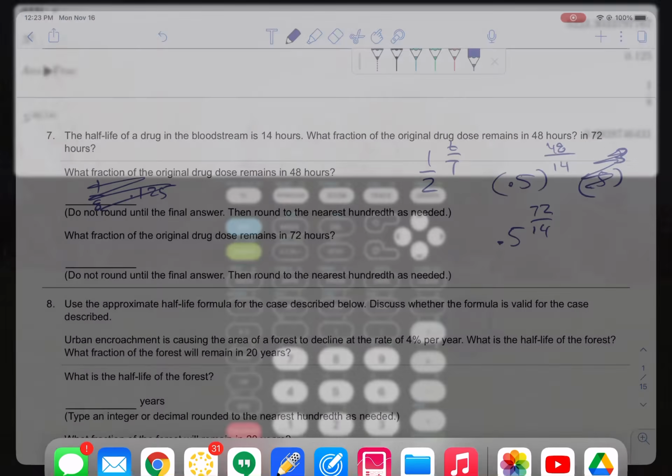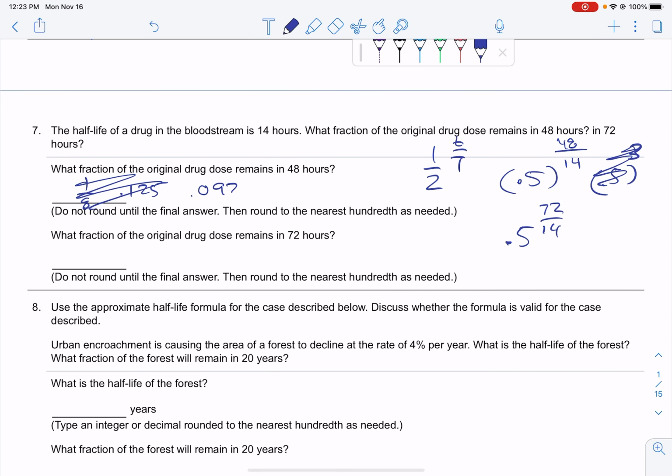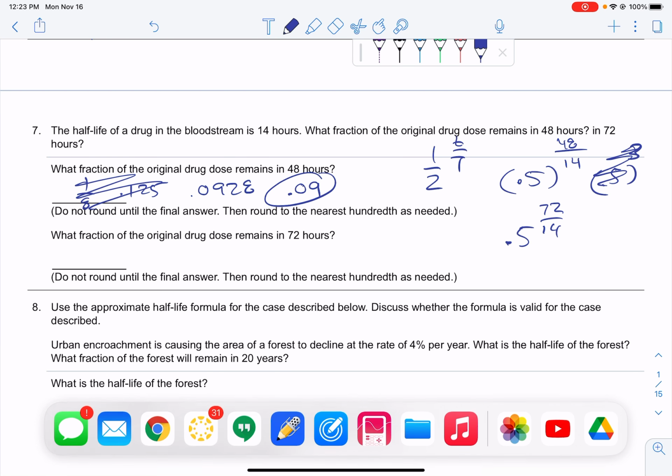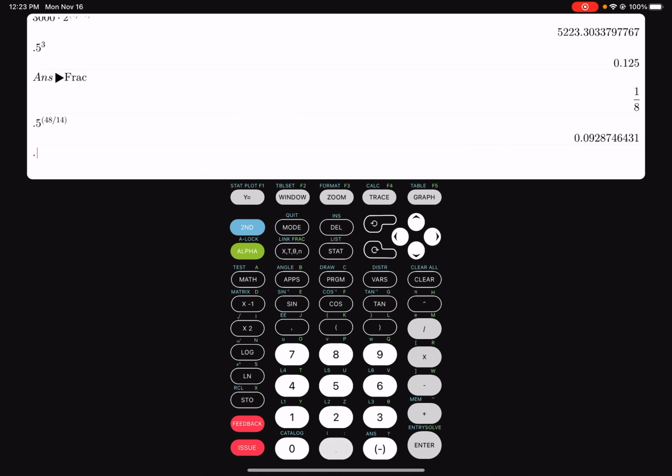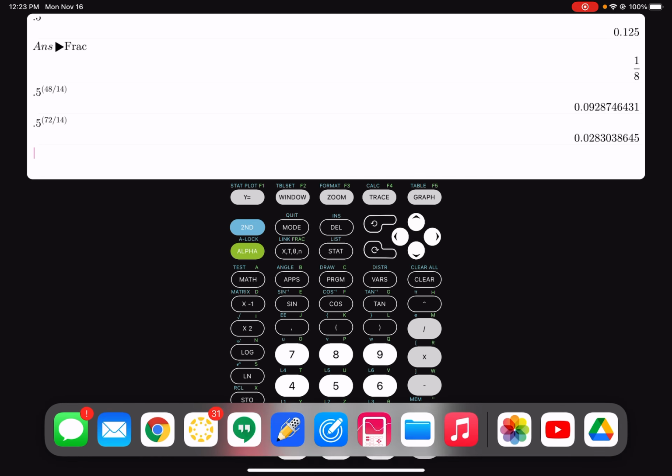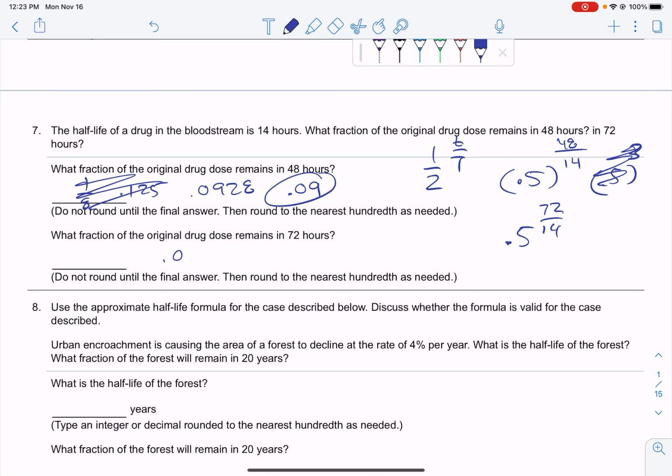0.0928. So 0.0928 round to the nearest hundredth. So that's going to be 0.09. And then in 72 hours, we're going to do 0.5 raised to the 72 divided by 14. And that's going to be 0.028. 0.028 round to the nearest hundredth is going to be 0.03. Is the fraction that remains. We don't know what amount that is. We just know that's the fraction. That's the part that remains.